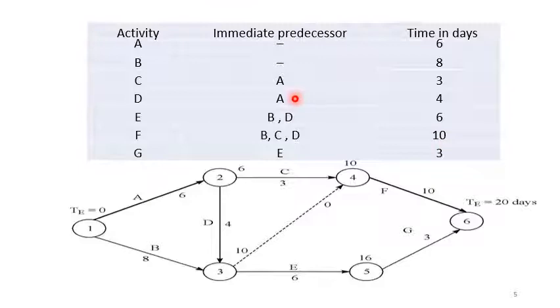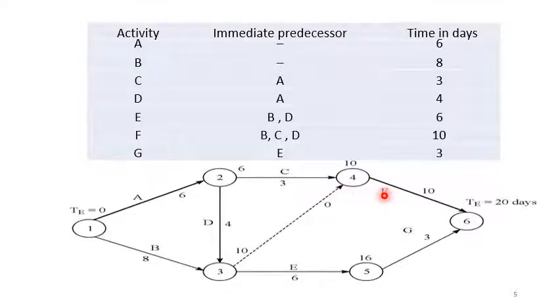Now, based on the relationships given here, when we draw the network diagram, we can see that this condition of B, C, D preceding activity F can be satisfied only by the introduction of a dummy arrow. So this dummy arrow here is not an actual activity but is introduced into the problem just to give you the precedence relationship.